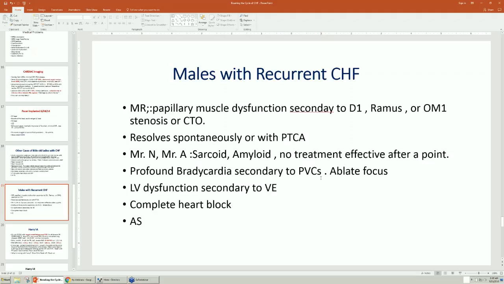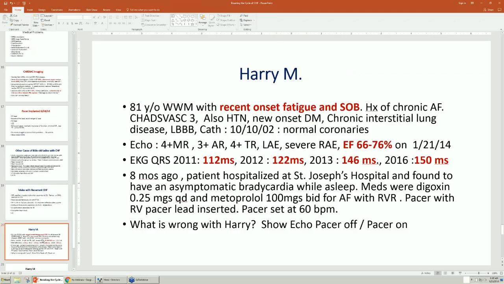The heart rate of an elephant is 36, a whale's 36. A person is more like 60 or 70, so 25 won't do it. But if you ablate the PVCs, then you won't have the pause, and you'll have a heart rate of 60 again. So we have various patients that we've done that on. Sometimes it's LV dysfunction secondary to ventricular ectopy. That's another group that we have. Again, if you ablate the ectopic focus, you won't have LV dysfunction. Complete heart block, aortic stenosis, aortic valve.